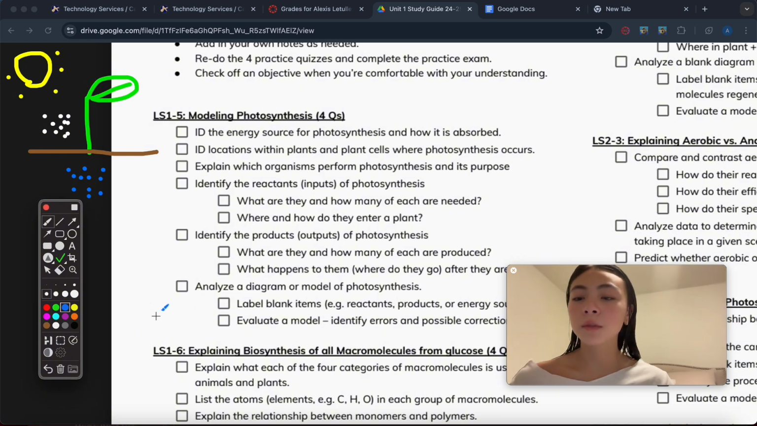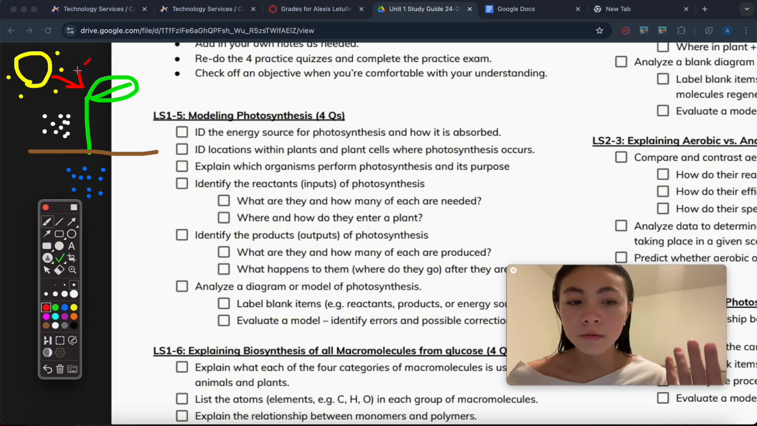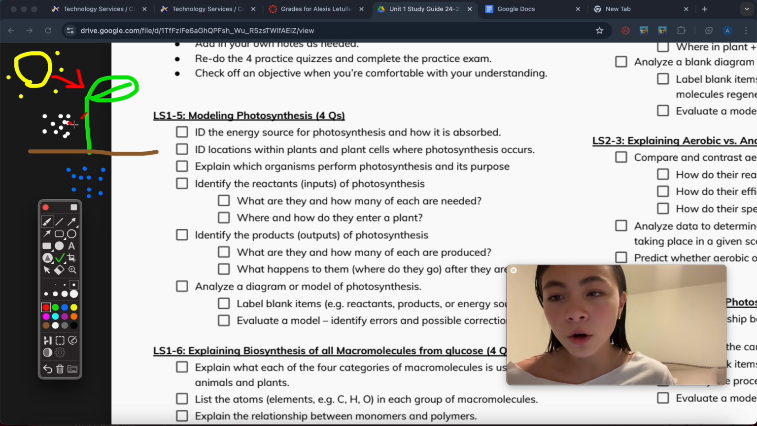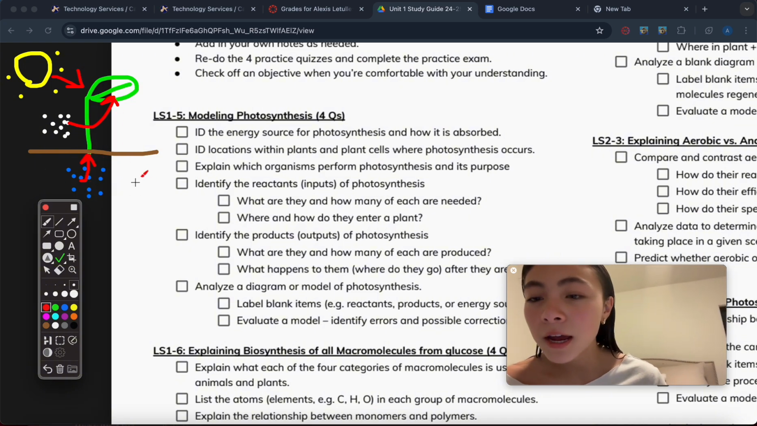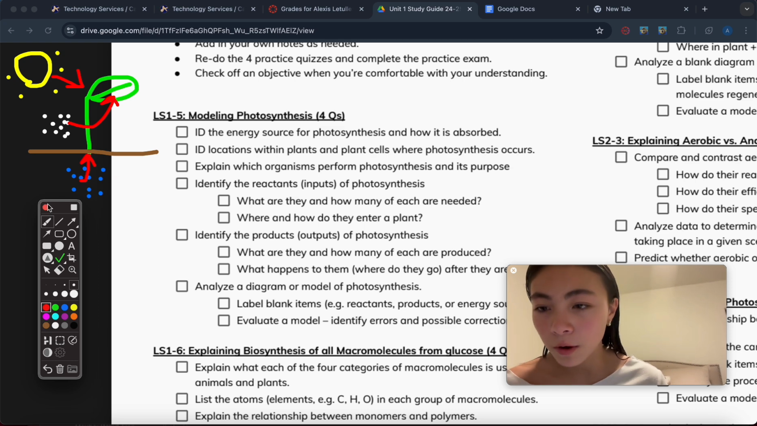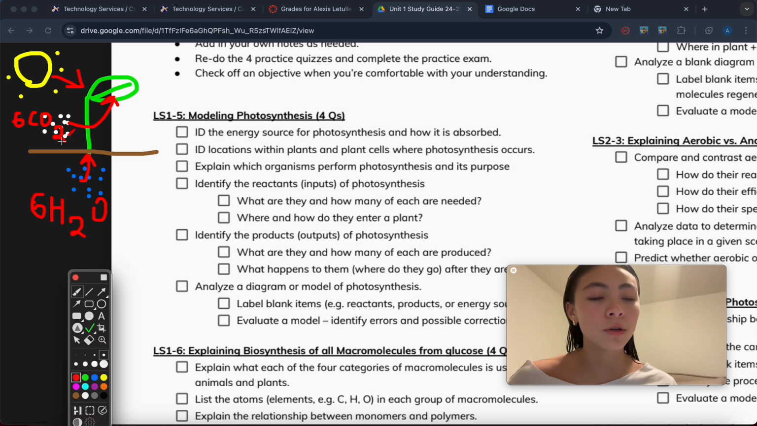So what the plant does is it takes in the sun's light for energy. That's its energy source. And then it takes in carbon dioxide through its leaves. And then it takes in water up through its roots. There's no really good way to remember all this, but it takes six waters and six carbon dioxides to do that. I don't know how you would remember that other than just remembering it takes that much.